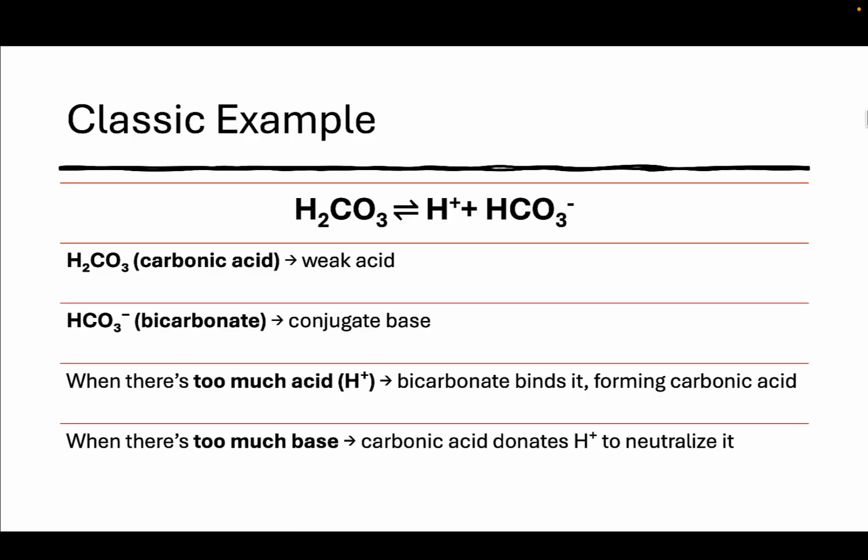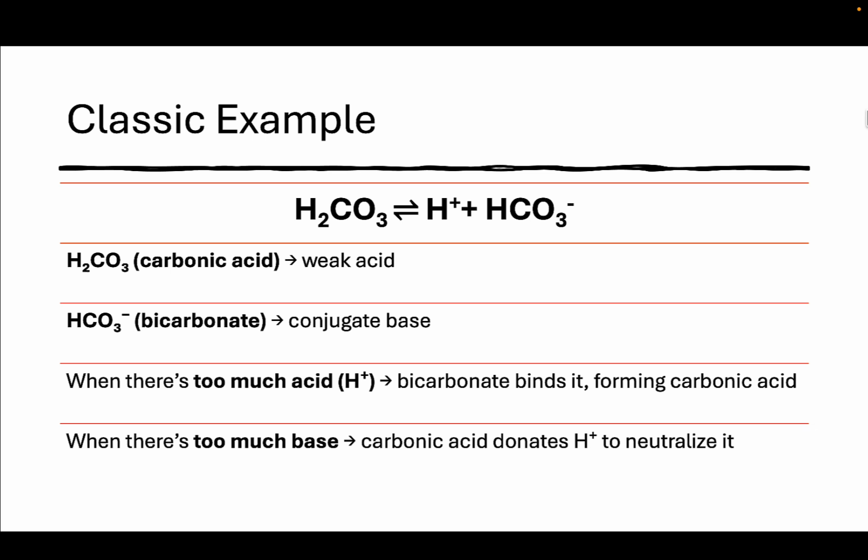And so here is the classic example. This is the buffer system that the body uses in order to control pH. This is a carbonic acid, bicarbonate system, and it's really governed by CO2. It's shown here as carbonic acid, bicarbonate, just for simplicity, but really it's governed by carbon dioxide.